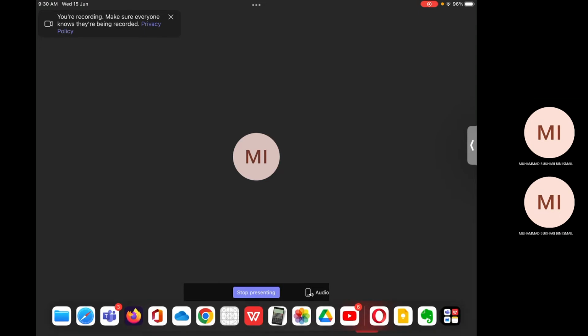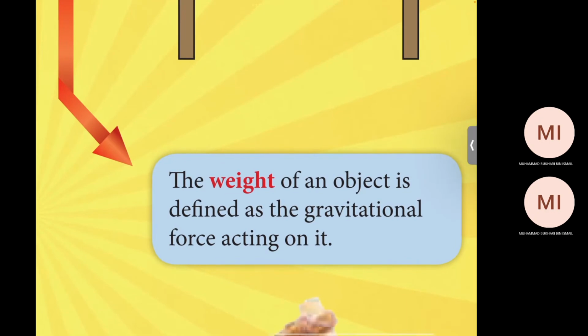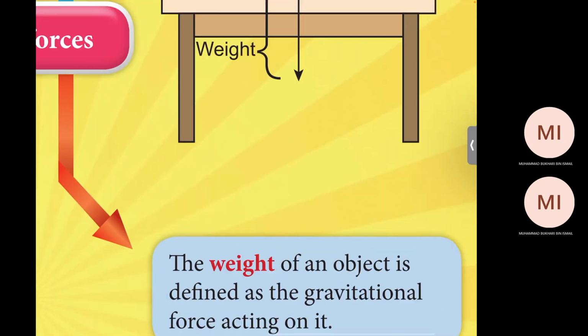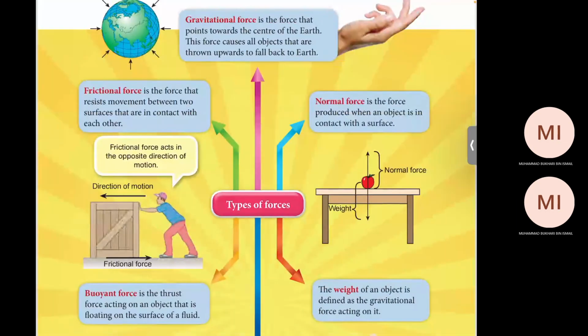Okay, the next thing is weight. Weight is defined as gravitational force. This is what we discussed just now. Actually, weight and gravitational force are the same thing. Okay, weight is gravitational force also.